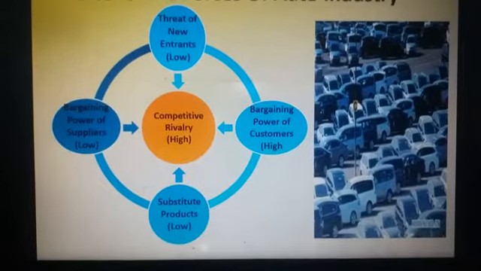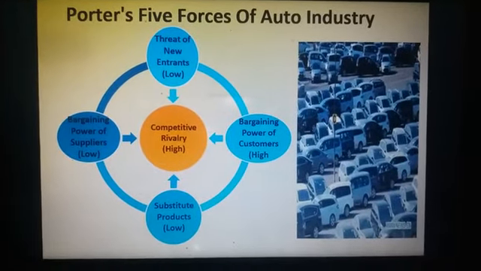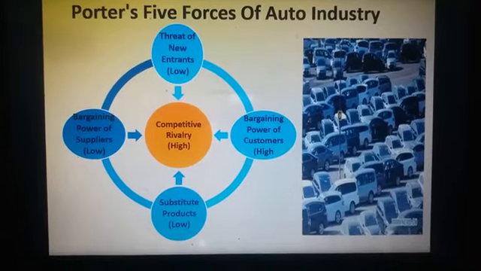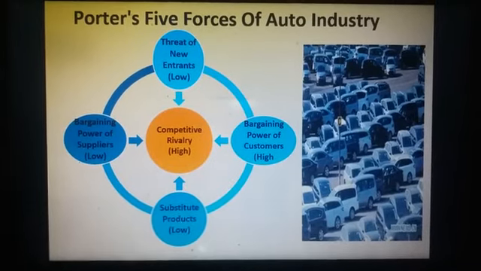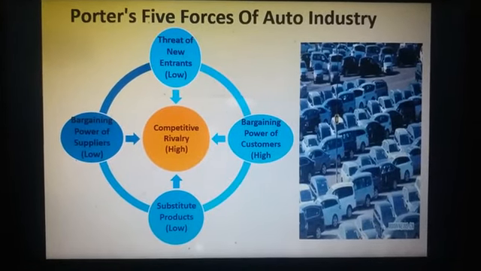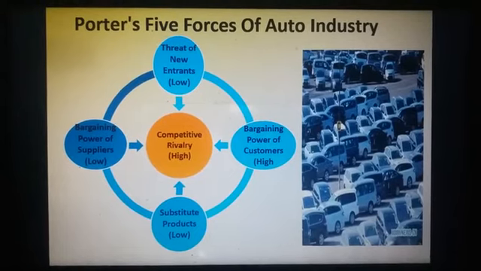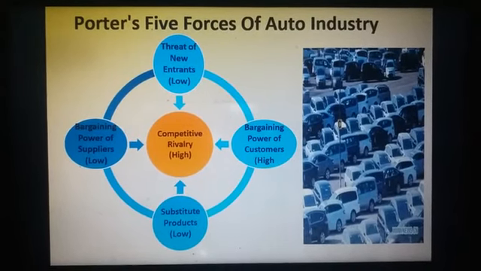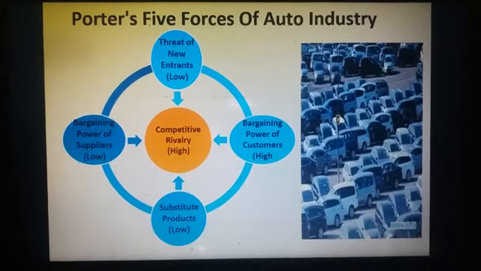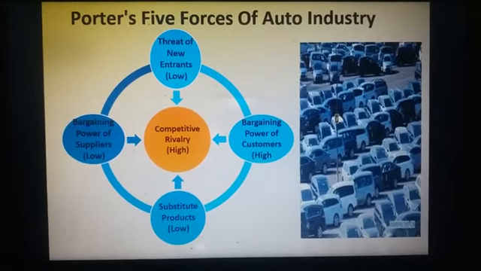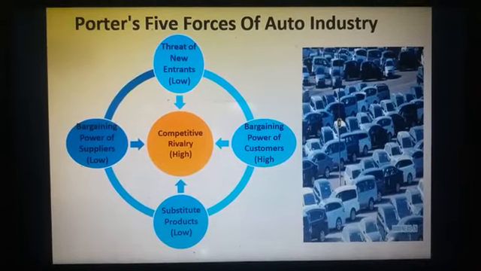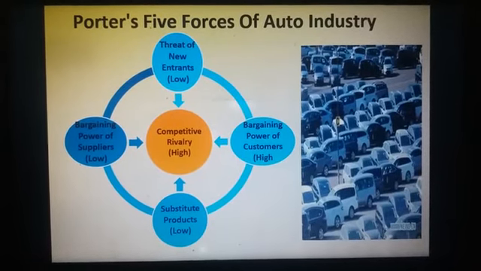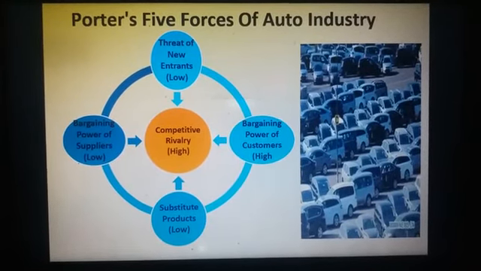Next comes the substitute products. Substitute products in case of the automobile industry are quite low. If you have a budget of approximately 9 lakh, 10 lakh for a car, then you would definitely go for Hyundai Creta or Kia Seltos, which is very upcoming. It has been recently launched in India. So you have Kia Seltos and Hyundai Creta at about 9 to 10 lakhs. So there are different substitute goods available, but in case of the automobile industry, substitute goods are quite low.